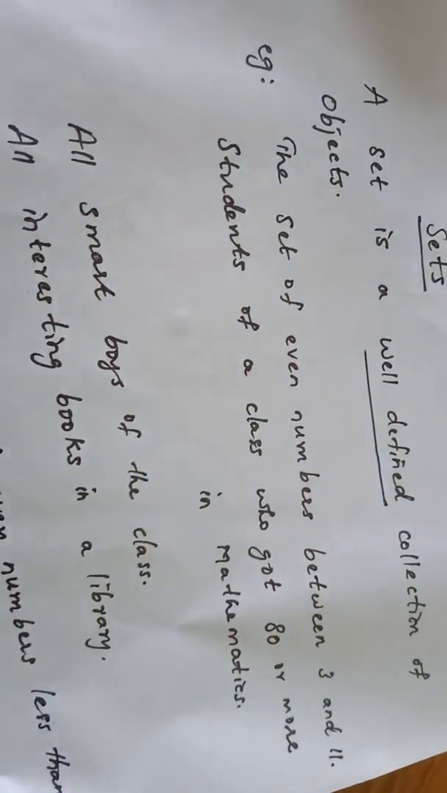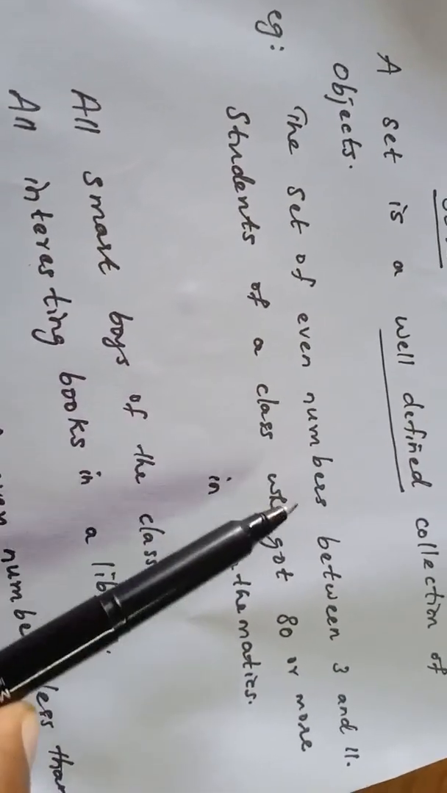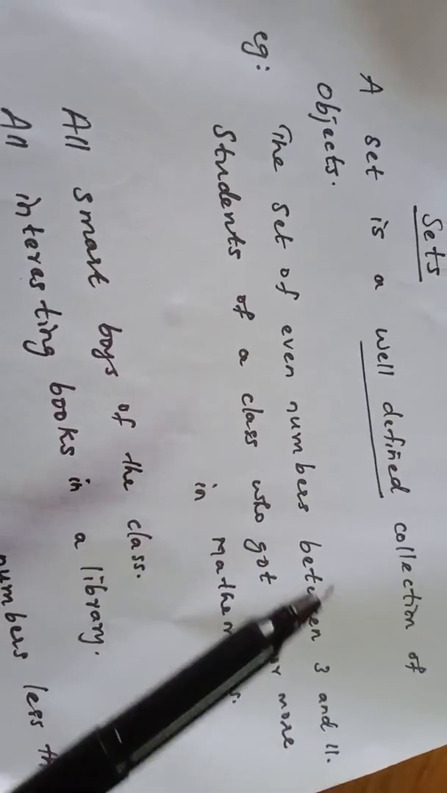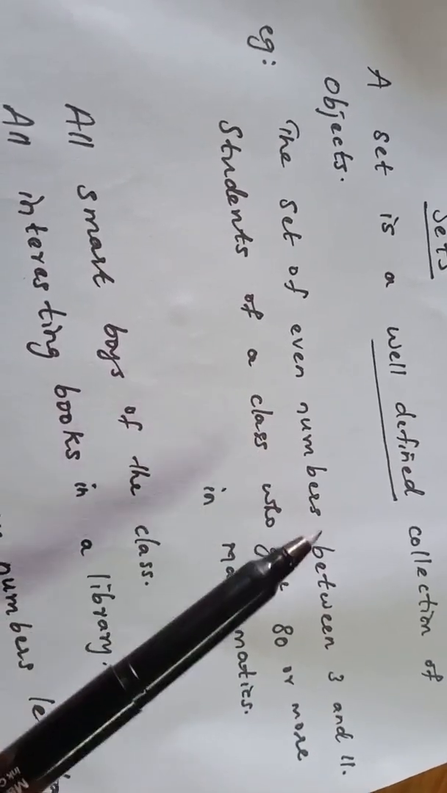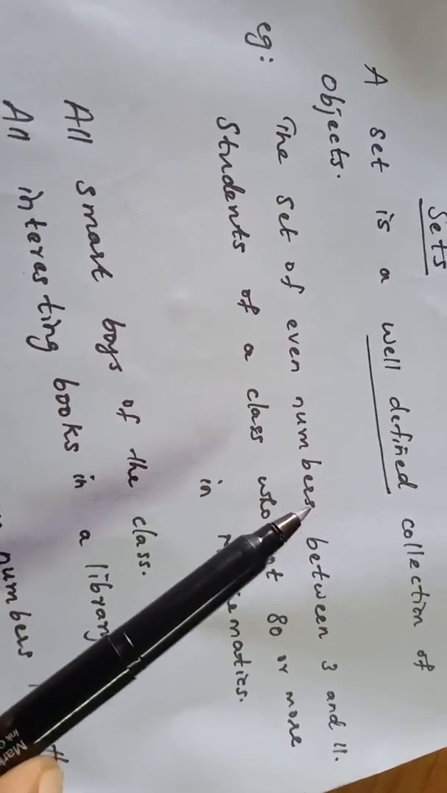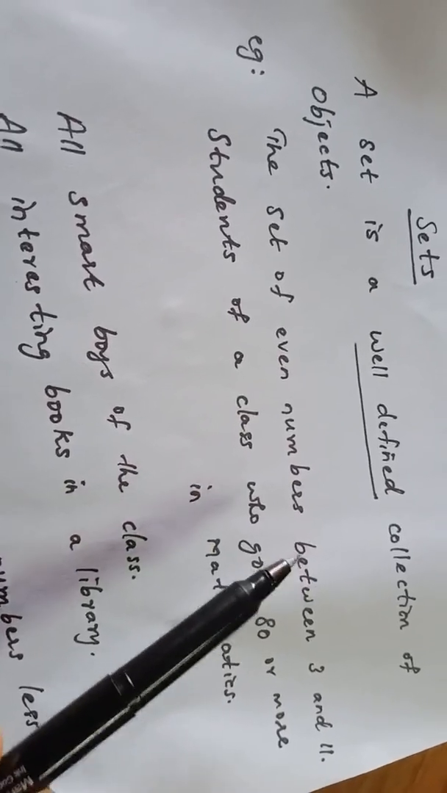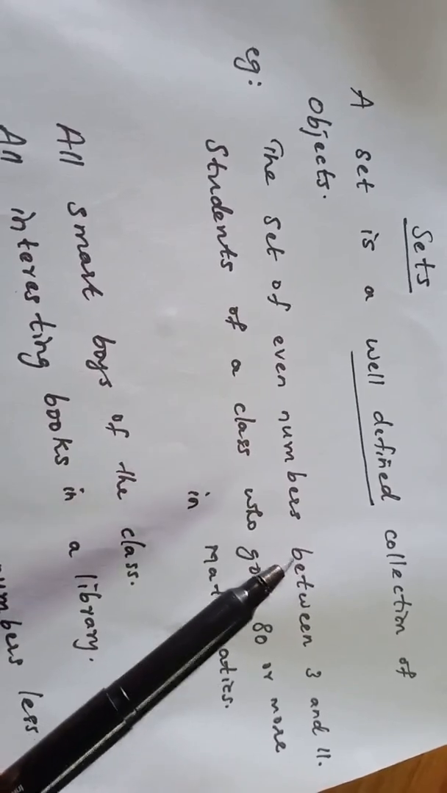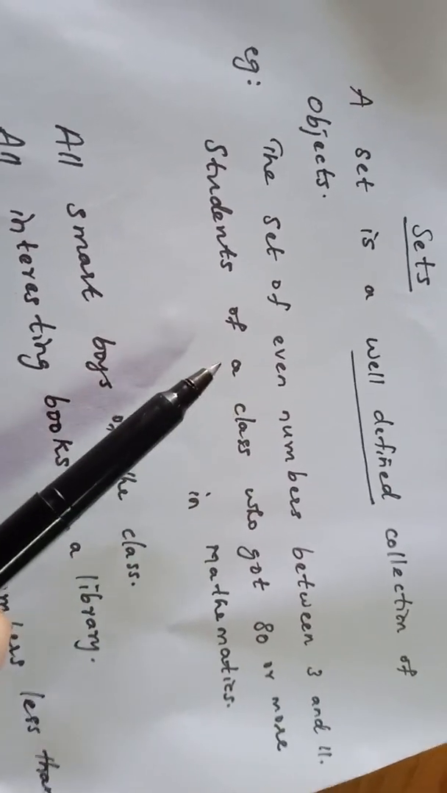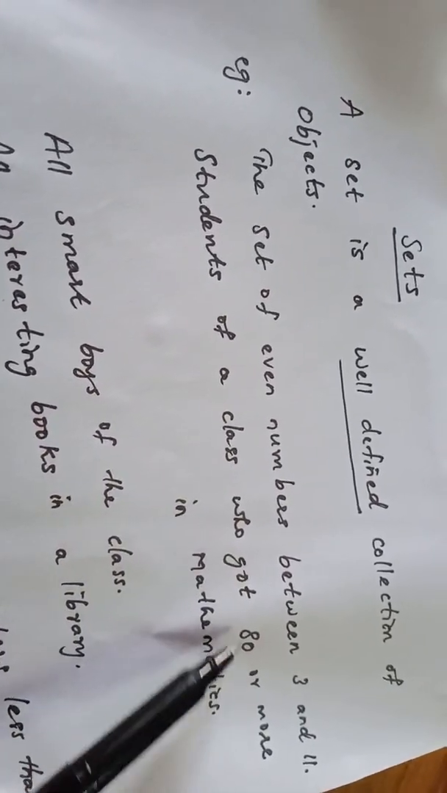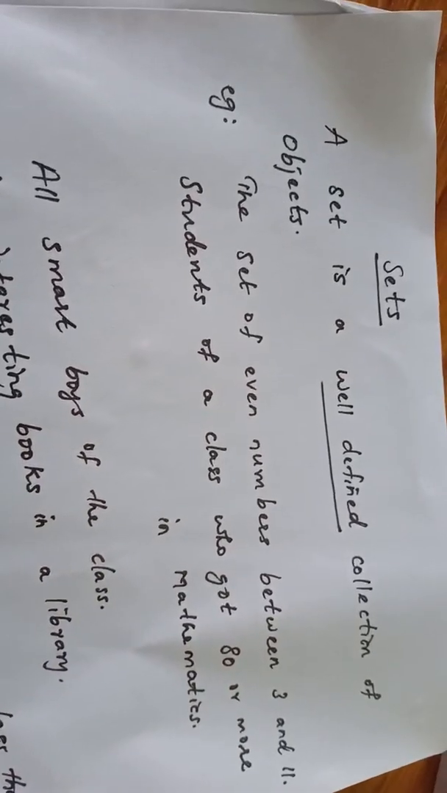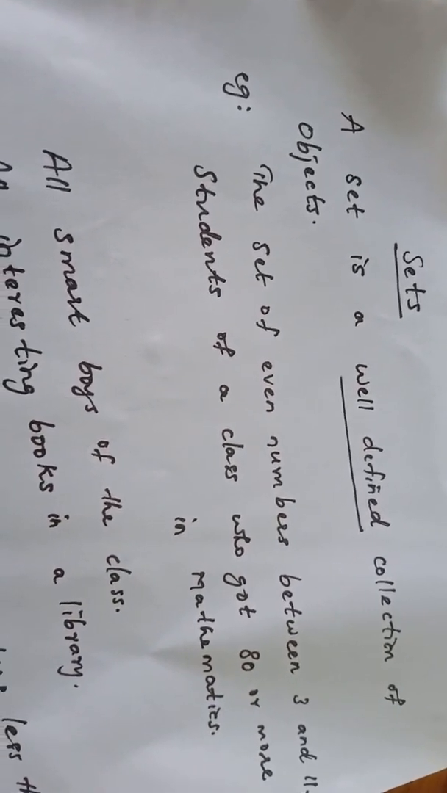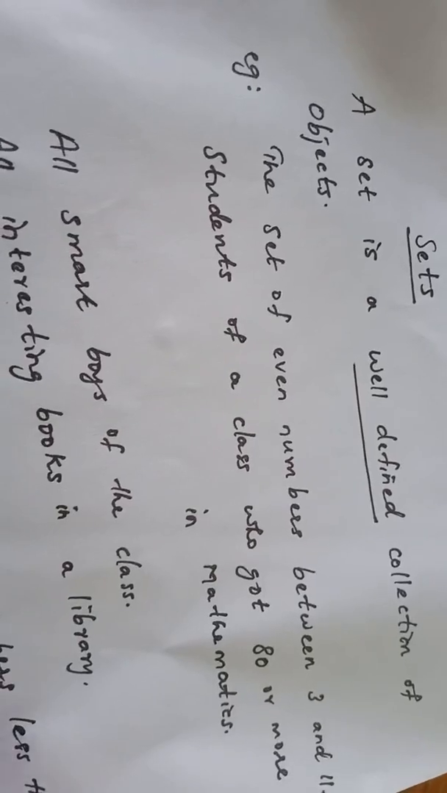Now consider the example, set of even numbers between 3 and 11. Here we know that the even numbers between 3 and 11 are 4, 6, 8 and 10. So it is clearly defined and hence it is a set. Then students of a class who got 80 or more in mathematics. It is also clearly defined and hence it is also a set.